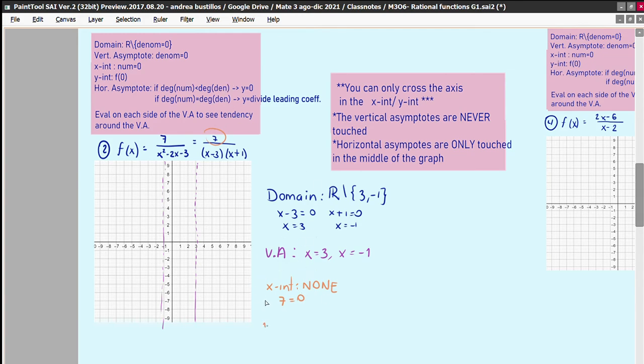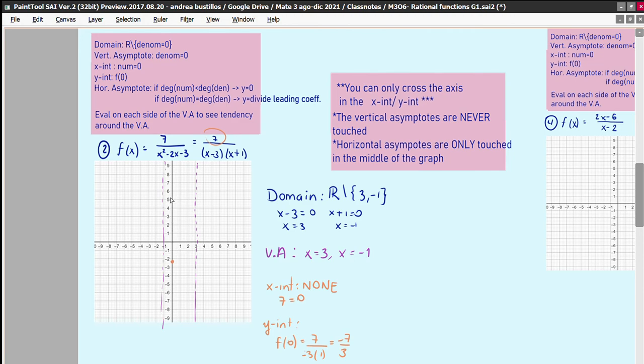Now, going into the y-intercept, remember the y-intercept is found by evaluating the function at 0. So, if I evaluate the function at 0, this would be 7 over minus 3 times 1, meaning this would be minus 7/3. So the y-intercept is a little bit after minus 2.